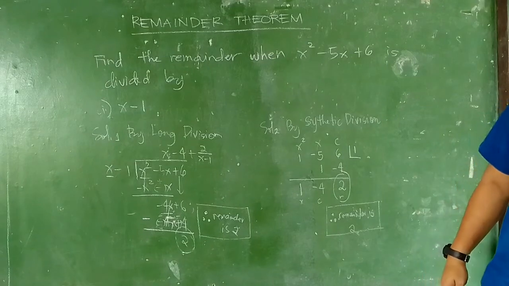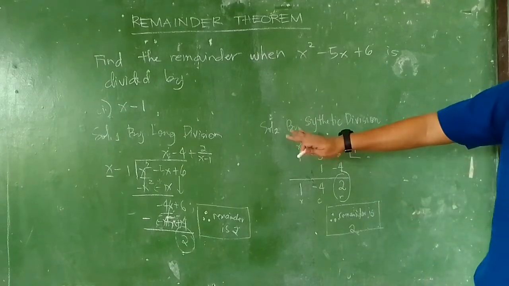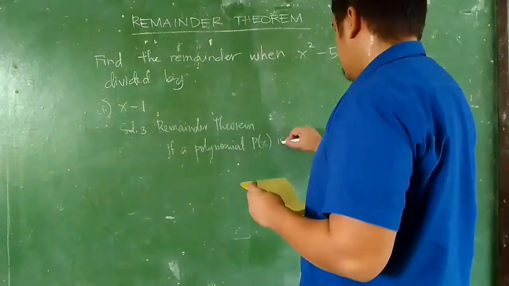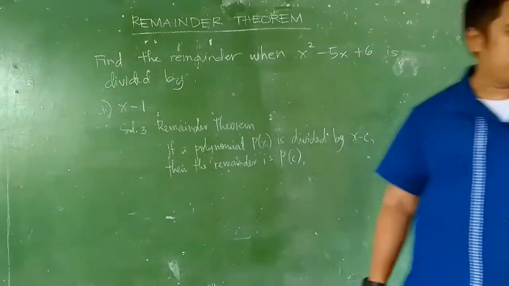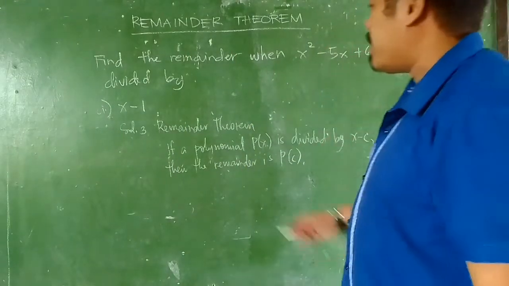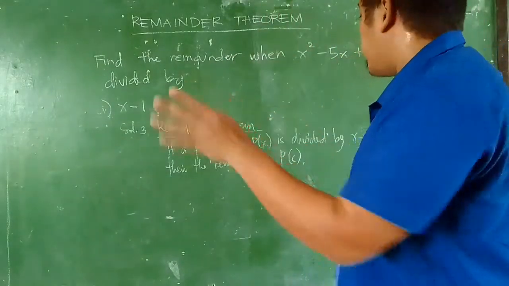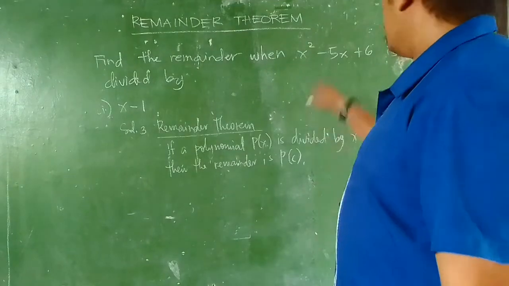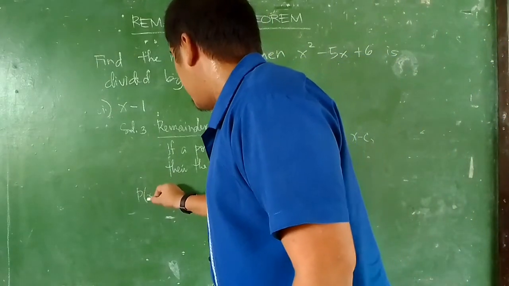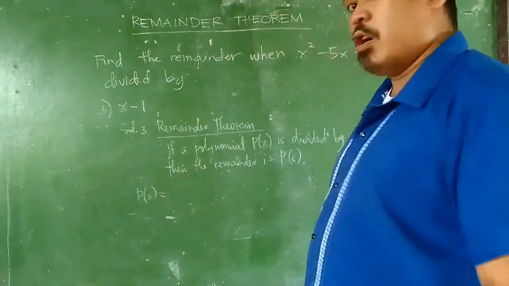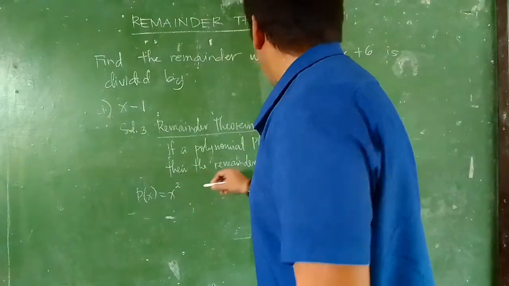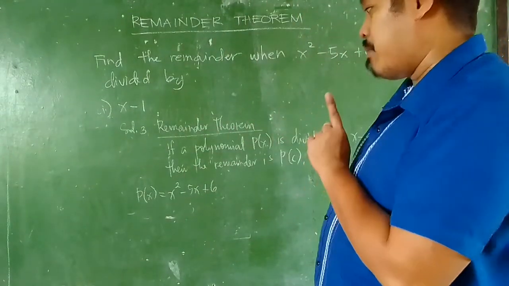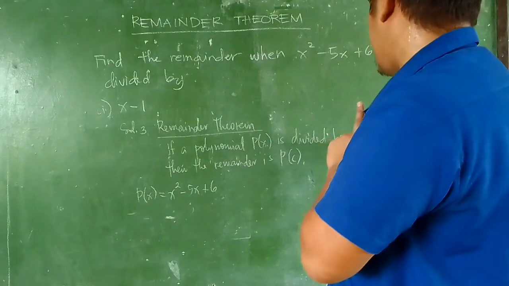Of course, there is an even easier solution. This time, we'll be using the concept of the remainder theorem. The remainder theorem states that if the polynomial P of x is divided by x minus c, then the remainder is P of c. What does this mean? We will represent the polynomial x squared minus 5x plus 6 as P of x, making it a polynomial function: P of x equals x squared minus 5x plus 6. As said earlier, when P of x is divided by x minus c, the remainder is P of c.